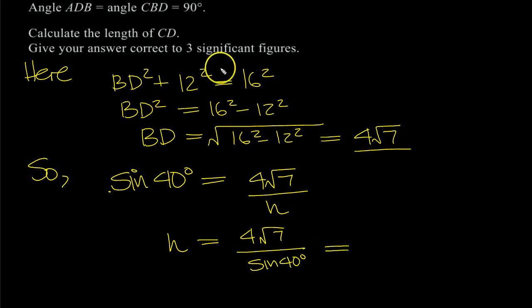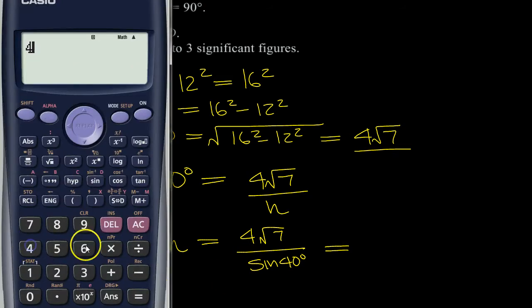So we need to work this out to 3 significant figures. Let's tap it in the calculator then. 4 times the square root of 7, divide that by sine of 40 in degrees mode, which we are. So divide that by sine of 40 degrees. There we go. 3 significant figures is here. 16.5, isn't it? Because that's a 6. So it's 16.5.